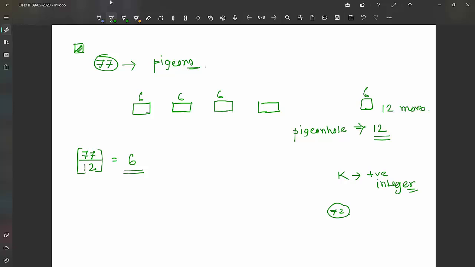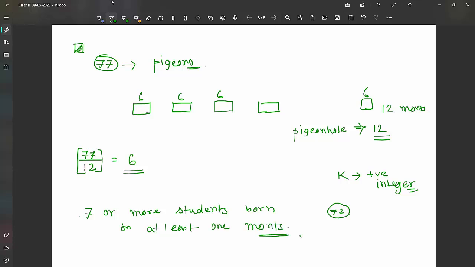But now we have 5 students left. So obviously we can say that at least 1 month will have 7 or more students born in it. बोल सकते हैं? देखो तो. From the pigeonhole principle, can we say that 7 or more students were born in at least 1 month?